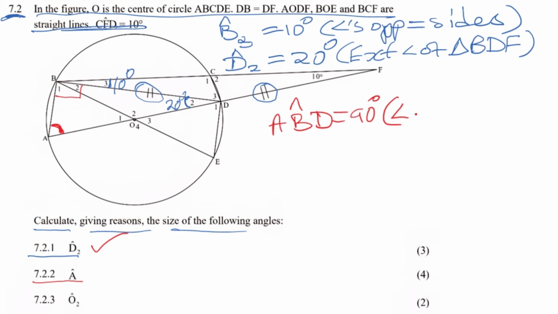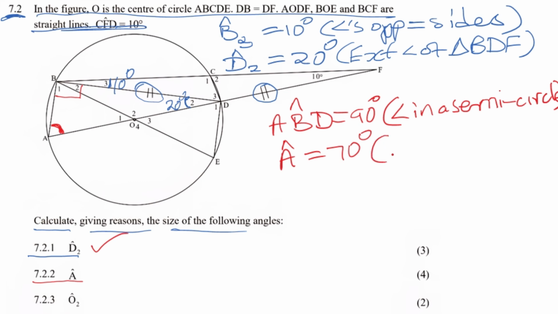The reason will be angle in a semicircle. Angle in a semicircle. That's the reason that you give. And then you say angle A is equal to 70 degrees. Good. And then your reason here will be sum of angles in a triangle. Sum of angles in a triangle. All right, you are done answering the question now. This one we know is 70 degrees.